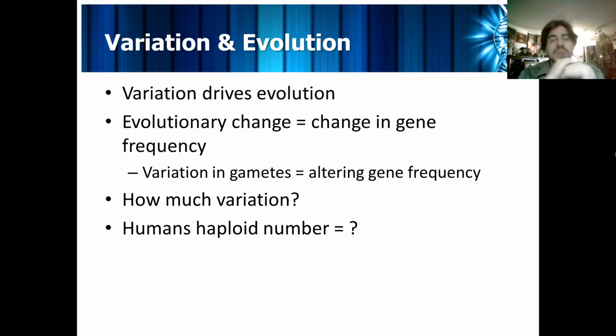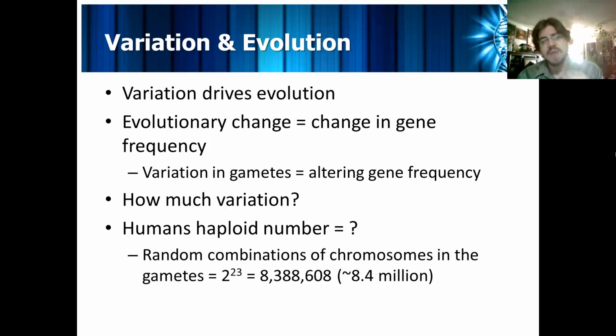Now, because we already established that there's a 50-50 chance that a chromosome could be on a given side at the metaphase plate, that means there's two variations you can have for every single one of those 23 chromosomes in there. And so, to calculate the number of different combinations you can get, knowing that every single chromosome has a 50-50 shot, there's two variations, you just take 2 for the number of variations raised to the number of chromosomes. So there it is. The random combinations of chromosomes in a single gamete is 2 to the 23rd, or 8,388,608 possible genetically distinct gametes. That's a lot. That's epic.